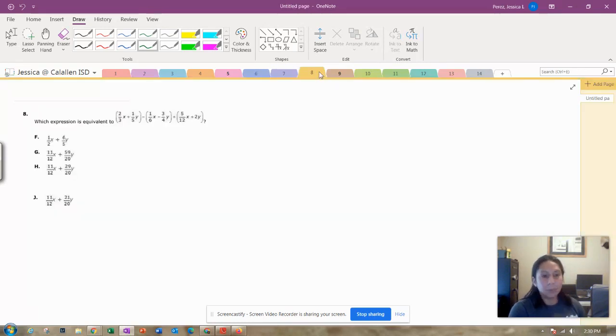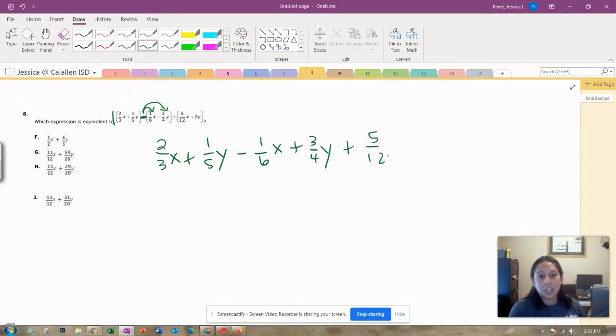Okay. Number 8. Which expression is equivalent to 2/3 x plus 1/5 y minus all of this plus all of that? I'm going to get rid of the parentheses. So the 2/3 x plus 1/5 y, there's an imaginary 1, so it does nothing to the signs. But looking right here, that minus changes the signs for the inside. So it's a negative 1/6 x plus a 3/4 y. And then lastly, that doesn't change anything because it's a positive sign right here in the middle. So those 5/12 and the 2 stay the same.